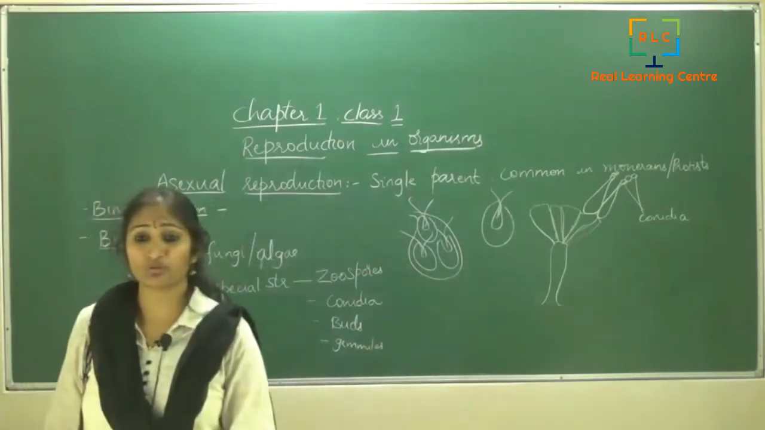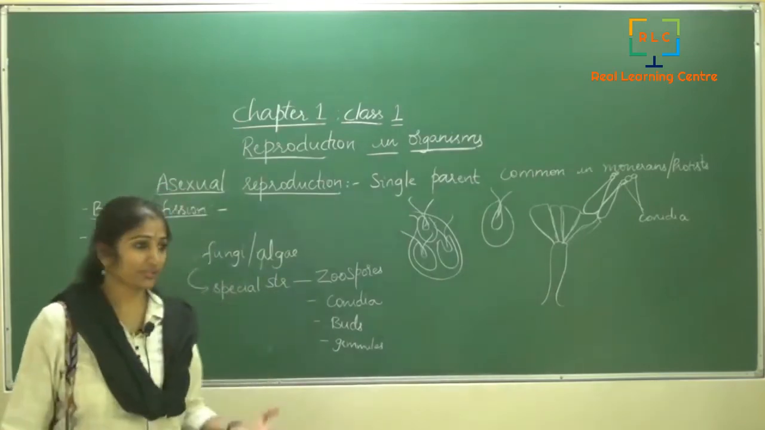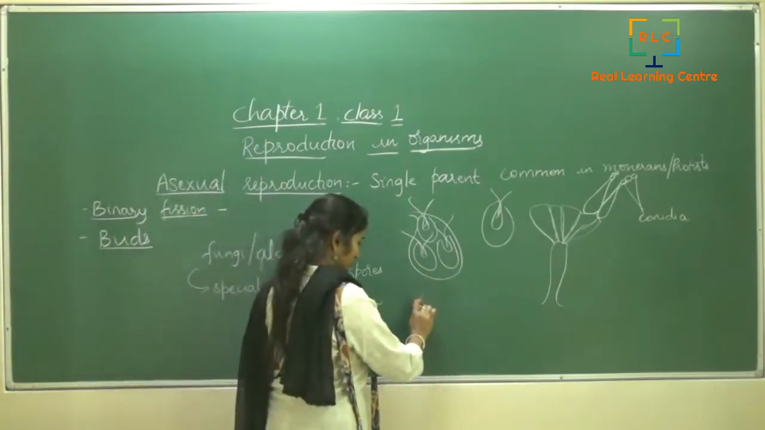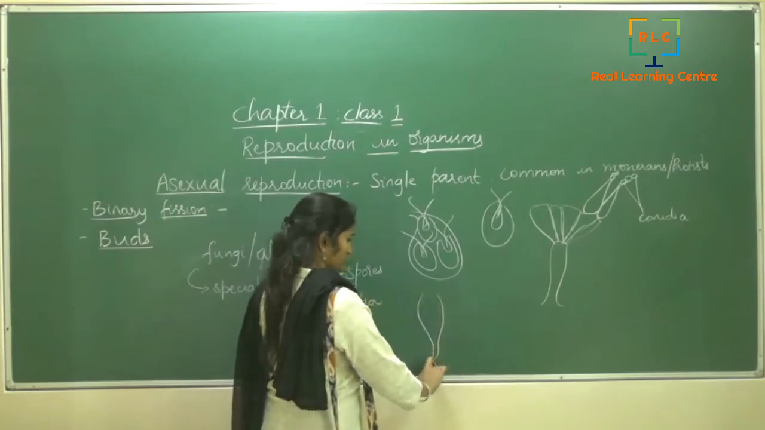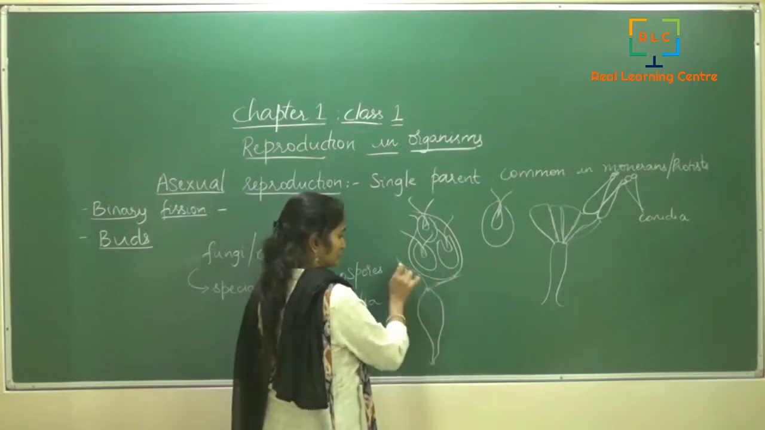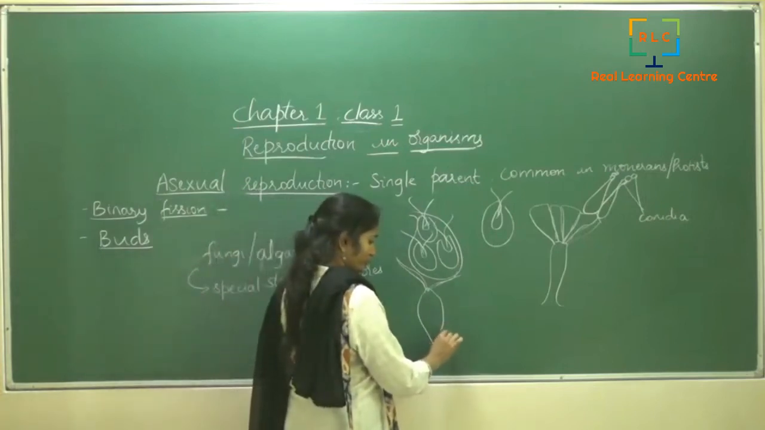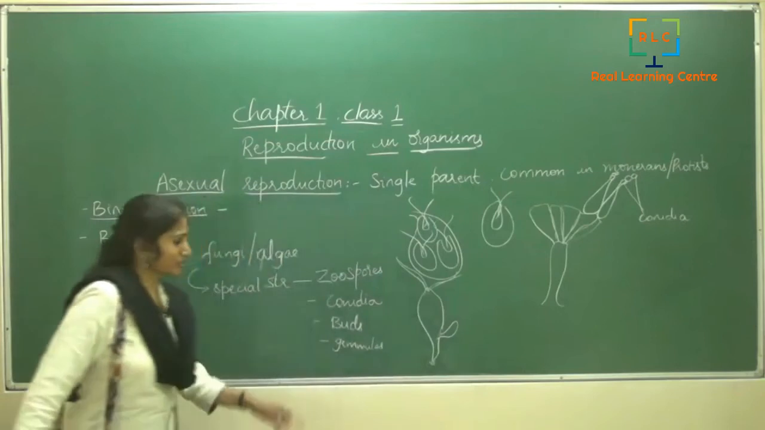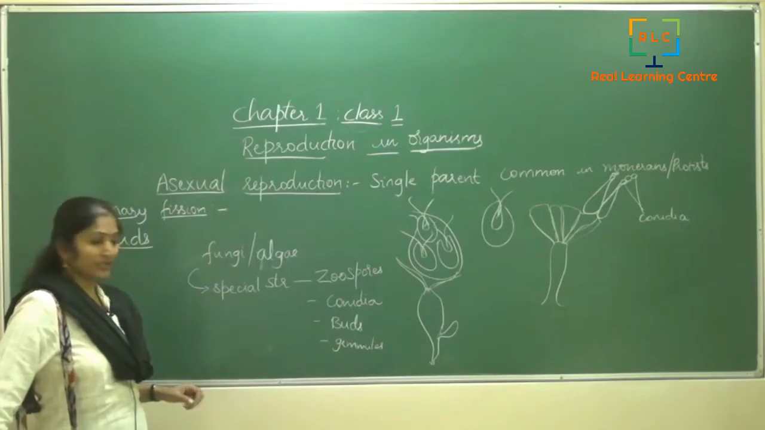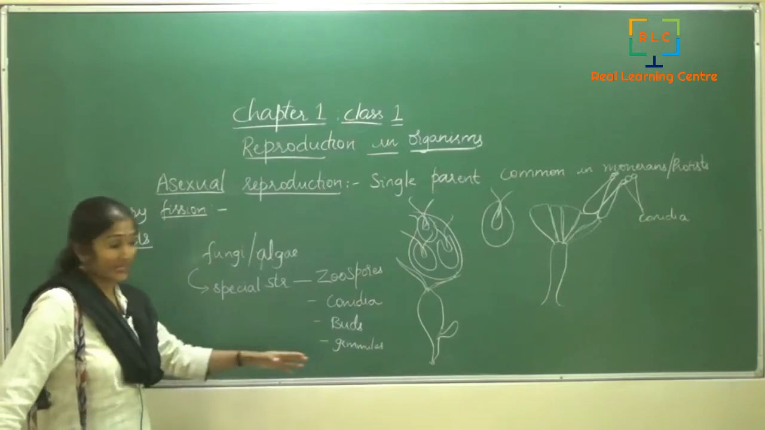Then we talk about buds. Buds is one more very commonly seen method of reproduction. I'm sure all of us would have studied hydra. So we have this hydra, and at one particular position this would give rise to a bud. The bud is attached to the mother for some time till it gets matured, and after that it moves away from the mother and survives on its own. That is buds. And then we have gemmules.